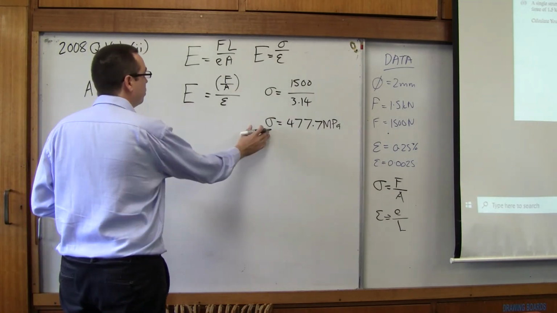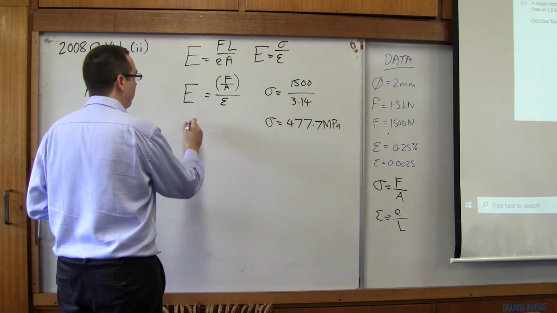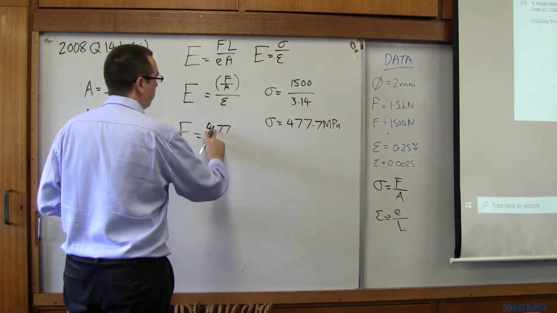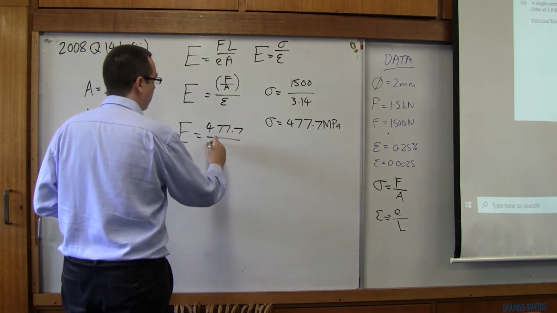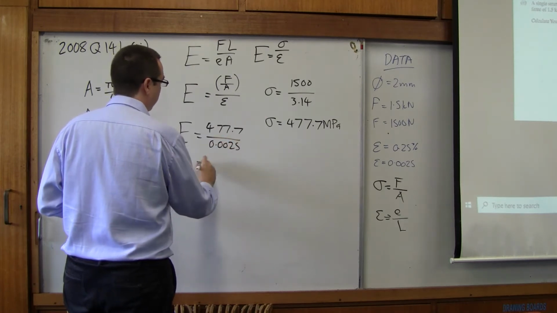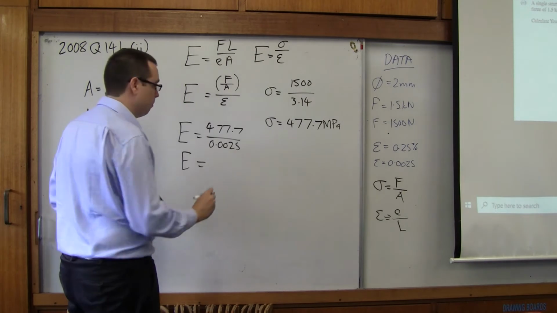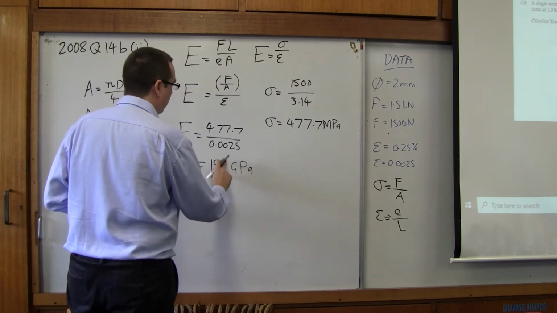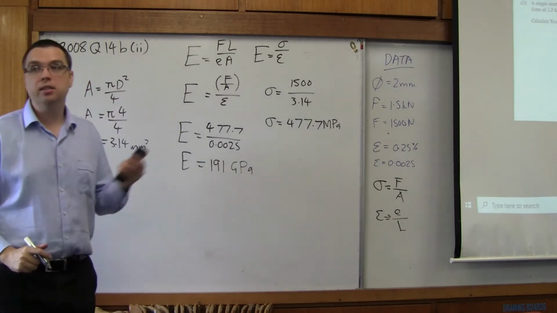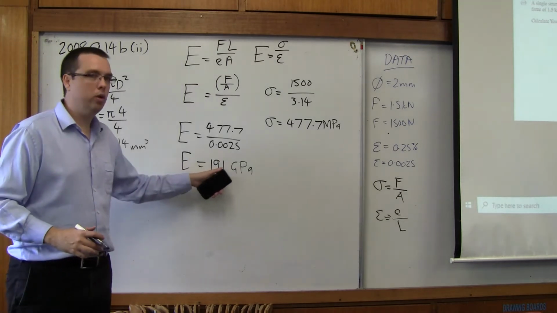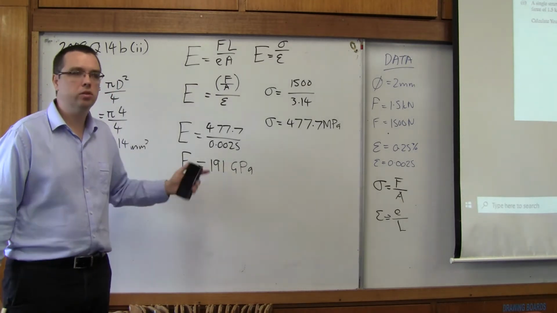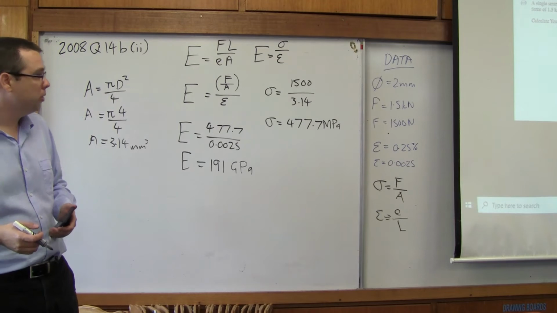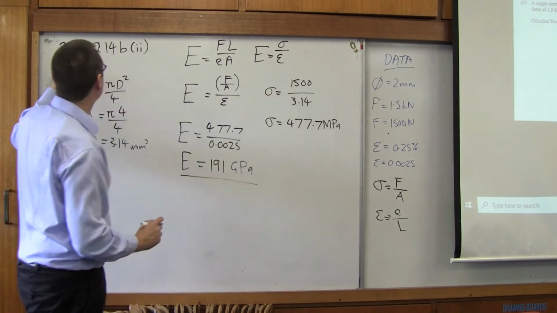Okay, so we've now got our stress. And we can say stress over strain. So E equals 477.7 divided by 0.0025 equals 199 gigapascals. Okay. Now, is that a reasonable answer? Yes, it is. Right. So brass is 111. Steel is 210 gigapascals. So that's right in between those numbers. It's a totally reasonable answer for this sort of question. So that is our answer for question 14.